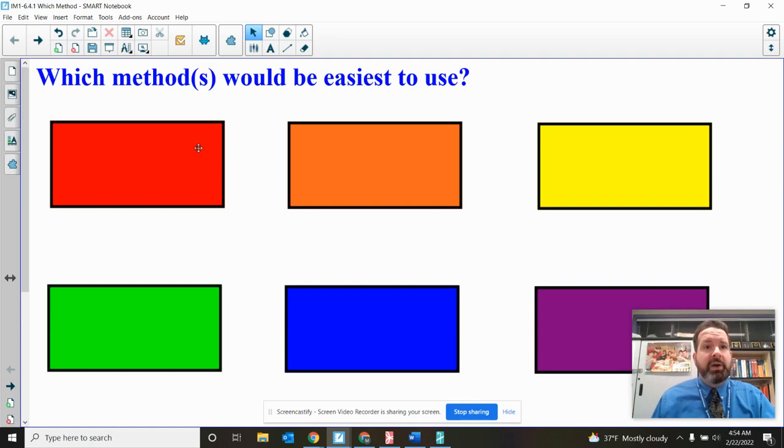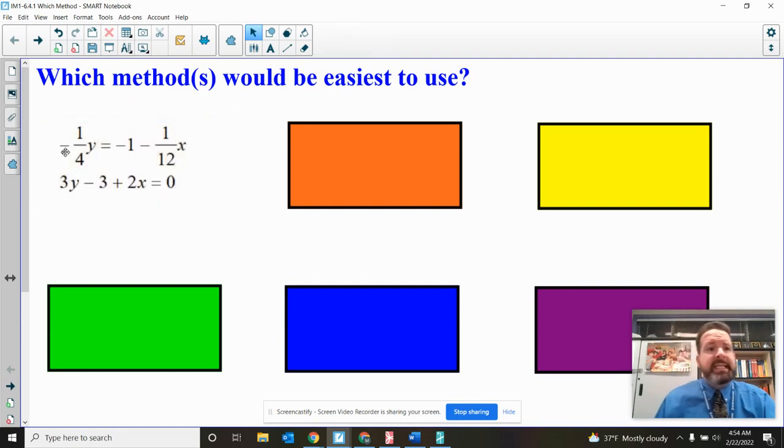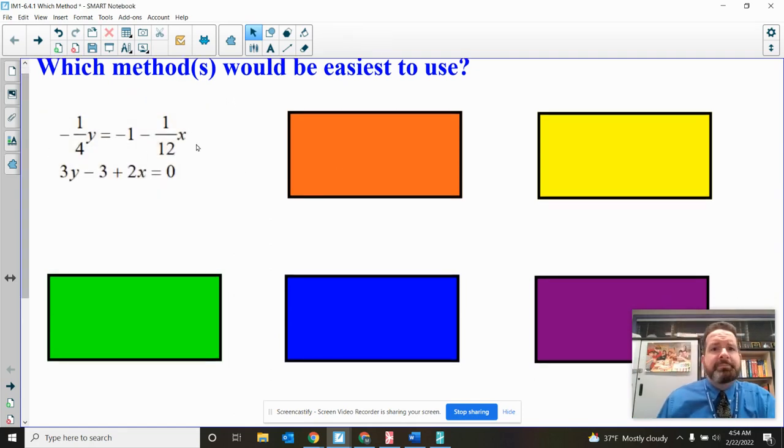So let's take a look at some scenarios and see if we can decide what we think would be the easiest way to get things done. So let's take a look at the first one. Now, in deciding whether you're going to be using substitution, you want to see, is there a variable that's already by itself or that is easy to get by itself? Let's see what we have here.